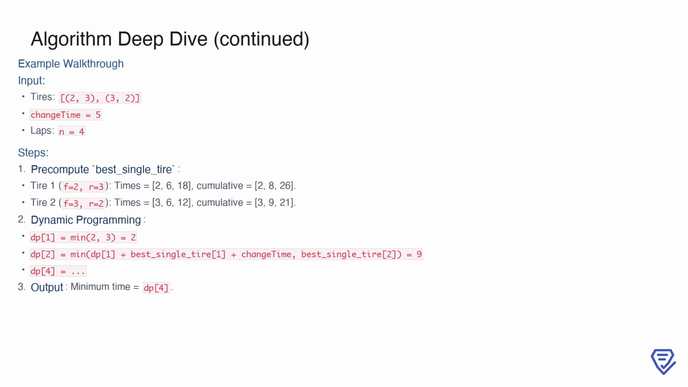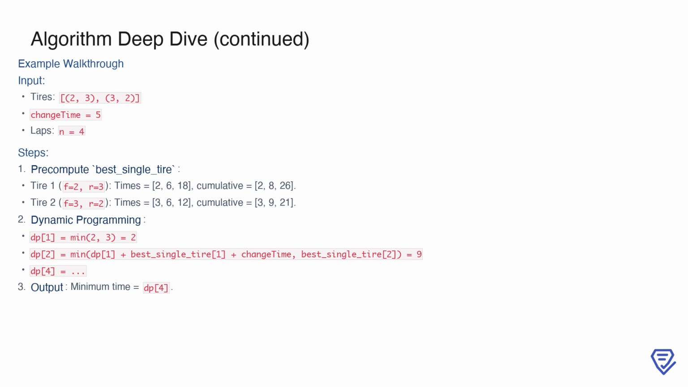Let's walk through an example to see the algorithm in action. Suppose we have two types of tires, one with F equals 2 and R equals 3, and another with F equals 3 and R equals 2. The pit stop switching cost is change time equals 5, and the race consists of n equals 4 laps. First, we pre-compute the best_single_tire values. For tire 1, the lap times are 2, 6, and 18, with cumulative times of 2, 8, and 26. For tire 2, the lap times are 3, 6, and 12, with cumulative times of 3, 9, and 21.